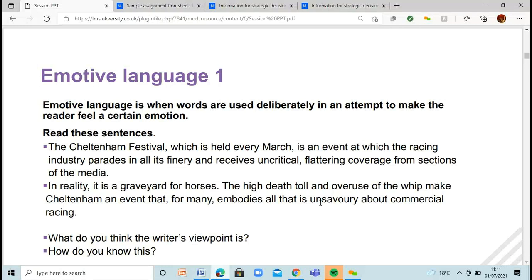and that there's a lot of people that actually think that this is a bad festival and that this shouldn't happen. So what these questions are asking you is, what do you think the writer's viewpoint is? What does the writer think about this? And then they're asking you to provide some evidence of it. So from what I just explained to you, what do you think the writer thinks about this? Do they like it or don't they like it?